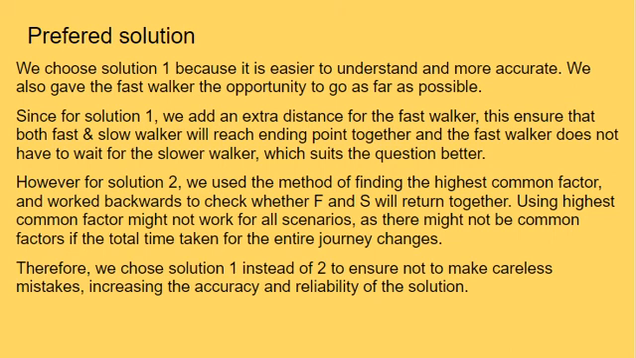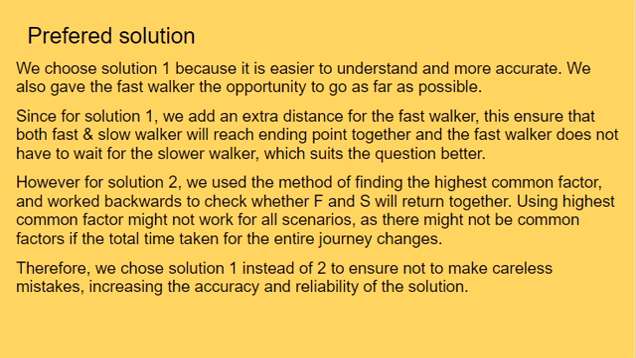For our preferred solution, we choose solution 1 because it is easier to understand and more accurate. We also gave the fast walker the opportunity to go as far as possible. Since for solution 1, we add an extra distance for the fast walker, this ensures that both fast and slow walkers will reach the ending point together and the fast walker does not have to wait for the slower walker, which suits the question better. However, for solution 2, we use the method of finding the highest common factor, and it works backwards to find whether F and S will return together.